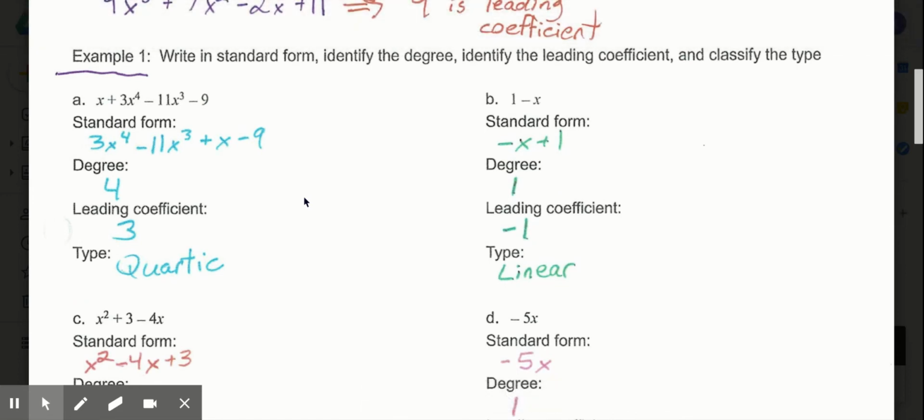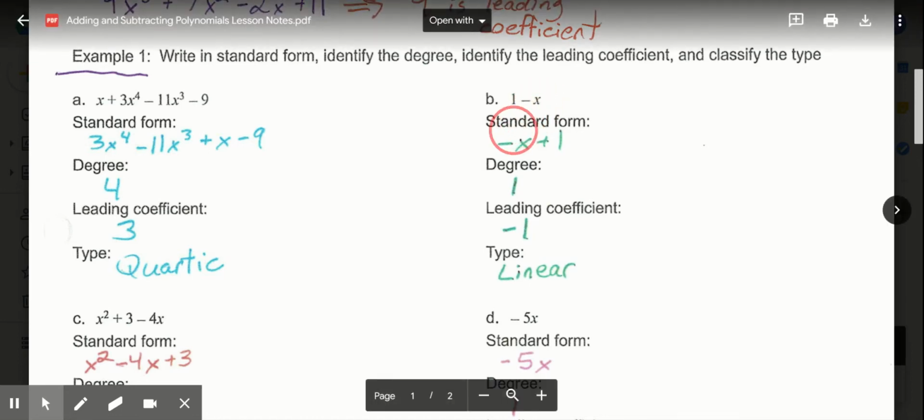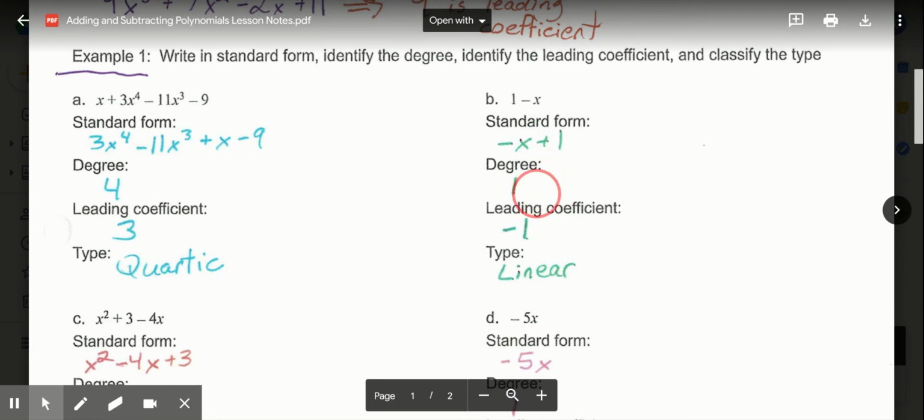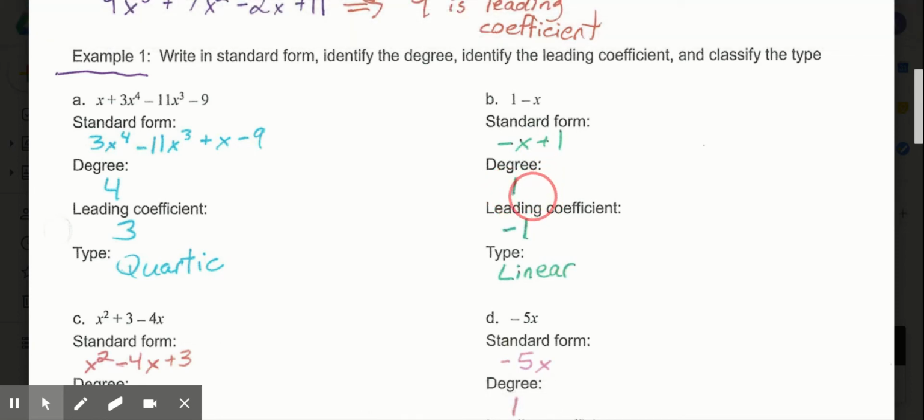So looking at example B, we have 1 minus x. Rewriting that in standard form, the negative x comes out in front because it is to the first power, and then plus 1 because it's a positive 1. Our degree, x to the first power, so we'd have a degree of 1. Our leading coefficient is technically a negative 1 because it is a negative 1x, even though we don't put the 1 in front. And our type would be linear because it's the first power.